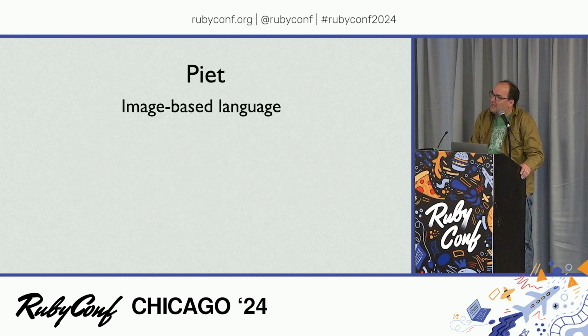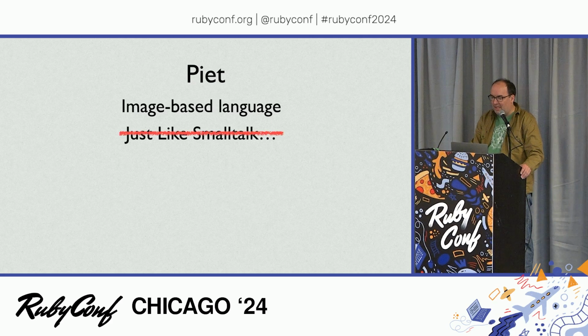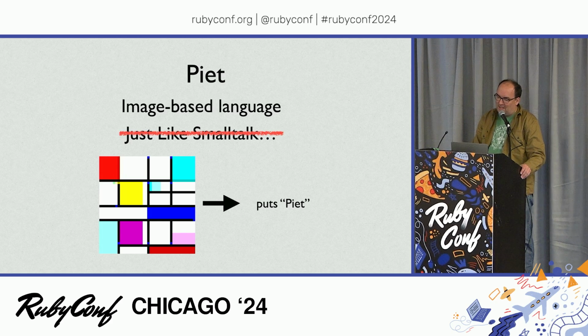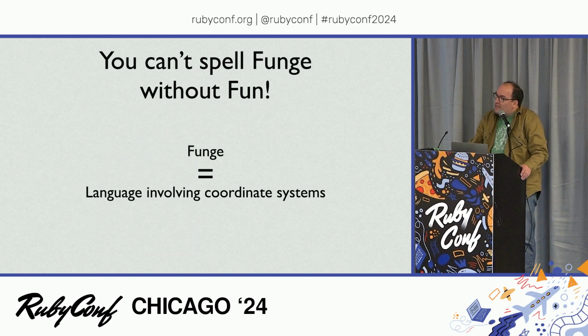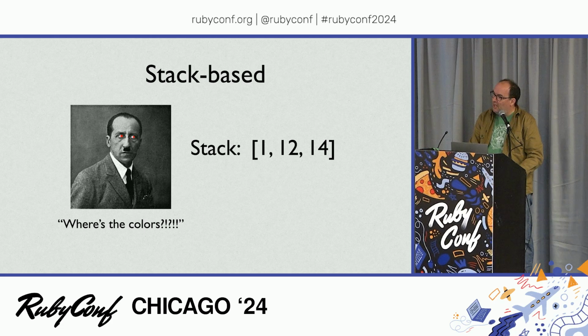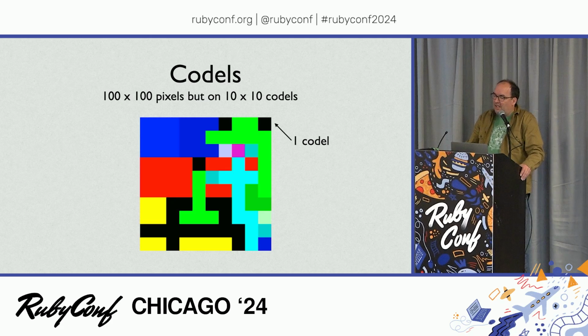So Piet's an image-based language, just like Smalltalk. Well, no, not really. It's literally an image. So if you run Piet on this image, it's going to display Piet to the screen. It's also a funge. Funge is just languages that involve coordinate systems. It's stack-based. The primary unit of things is a codal. This is n by n set of pixels. This one is 10 by 10.